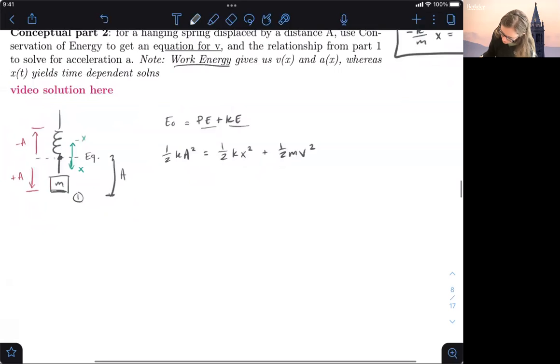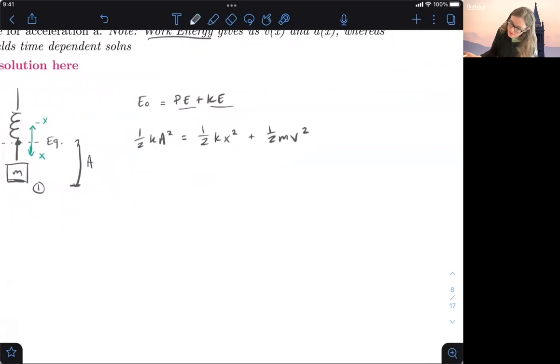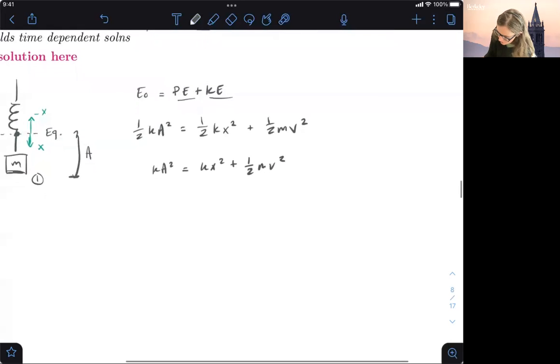Okay, so I've got this. My initial energy is potential plus kinetic, and then algebra. I'm going to cancel all the halves because they're all multiplied by 1/2: 1/2 kx squared plus 1/2 mv squared. Let me move things around here. I'm going to have k times a squared minus x squared, right? Because notice they both are multiplied by k. So I'll have this a squared minus x squared, and I'm pulling the k to the outside.